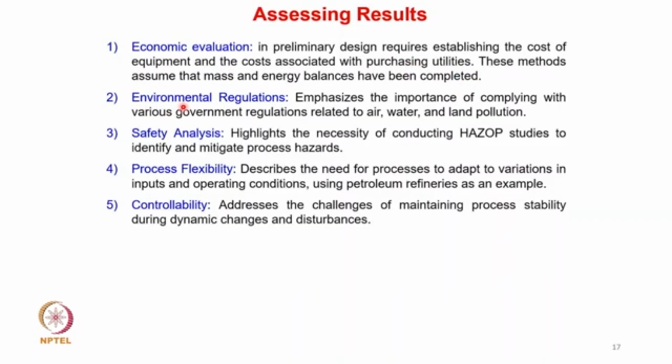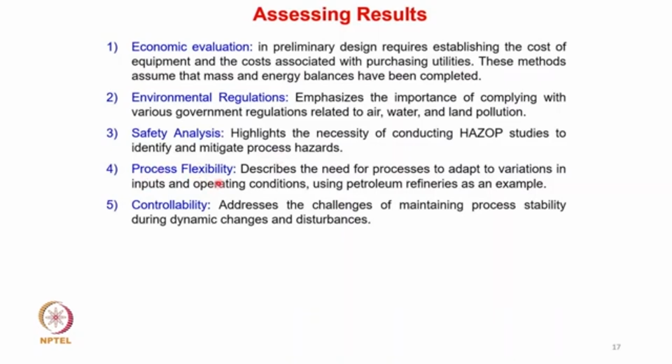The next assessing criteria is the environmental regulation. So it emphasizes the importance of complying with the various government regulations related to air, water and land pollution. The next assessing criteria is a safety analysis. So it highlights the necessity of conducting the hazard studies to identify and mitigate the process hazards in order to make the given process operationally safe.